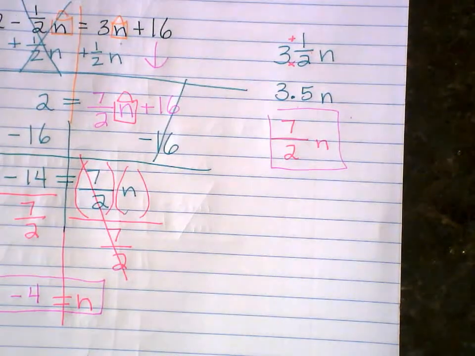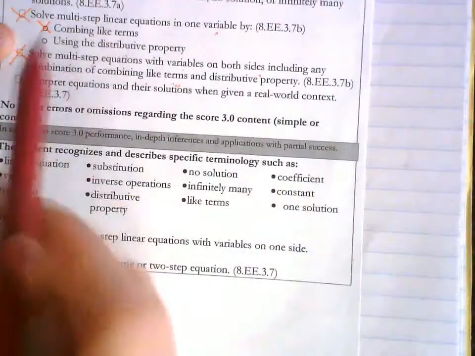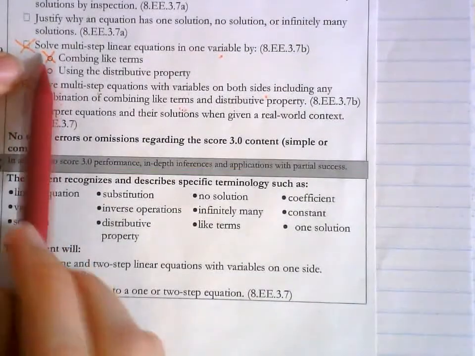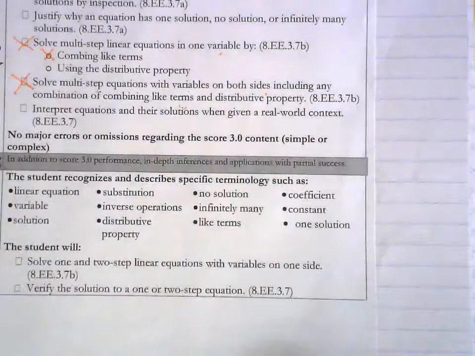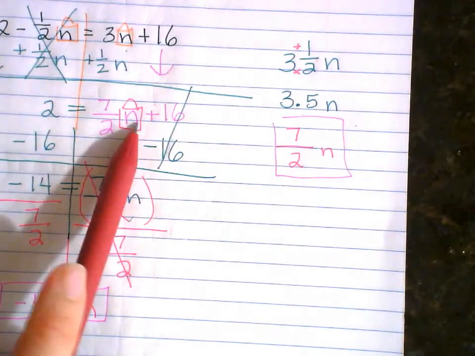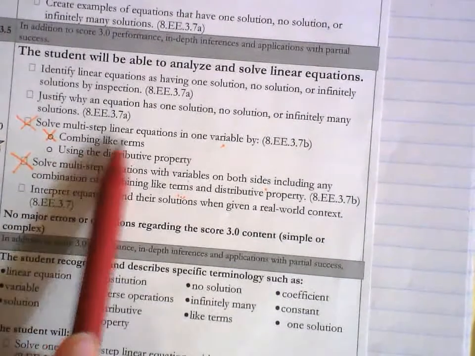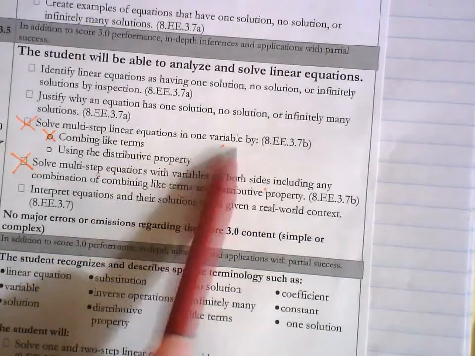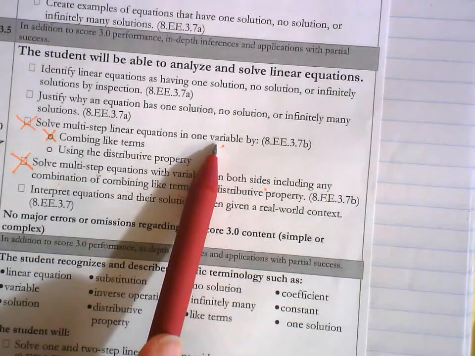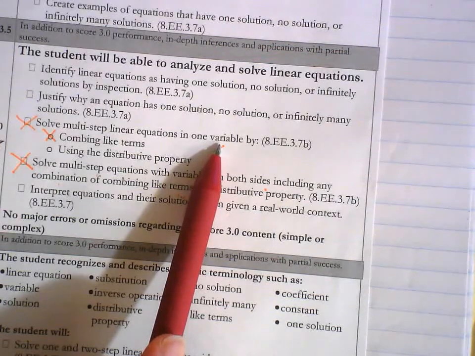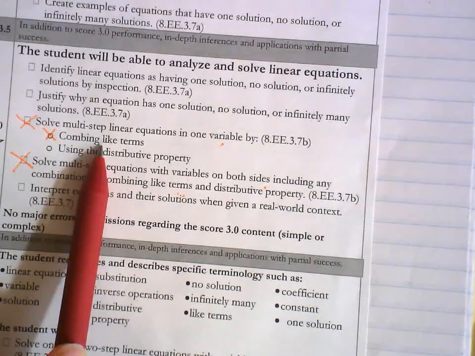So after doing this, and after doing your Khan Academy, you guys will have solved many multi-step linear equations. All of these variables had an exponent of 1, because no number was ever written like a 2 or a 3. So you were solving multi-step linear equations with one variable. They always had one letter per problem, and we were combining like terms.